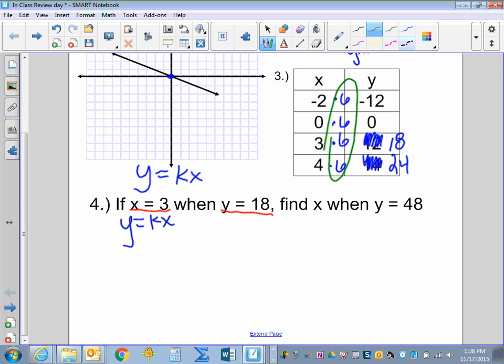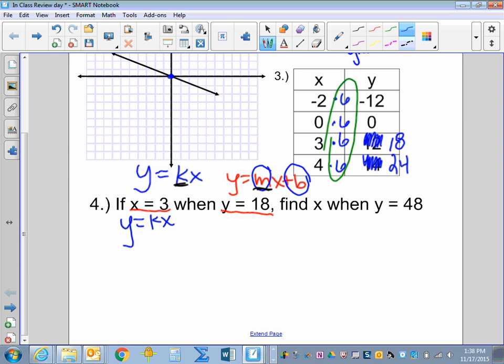K stands for constant of variation. What's that? And what is K the same as? Zero. Pretty good, Abby. Yeah, in our equation, y equals mx plus b, this is my y-intercept. This is my slope. So K and M are the same. K is just your slope.